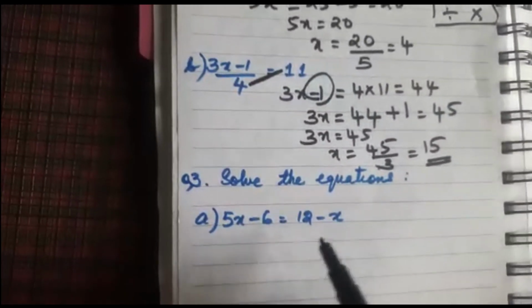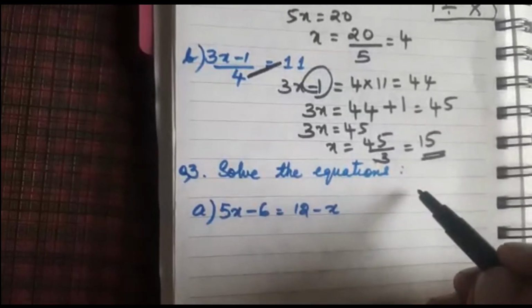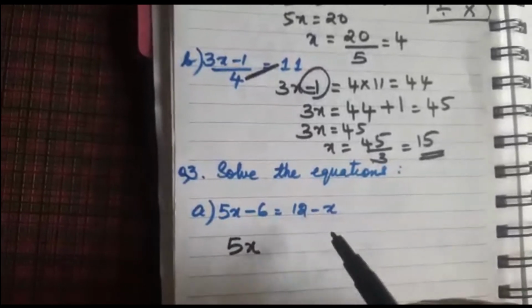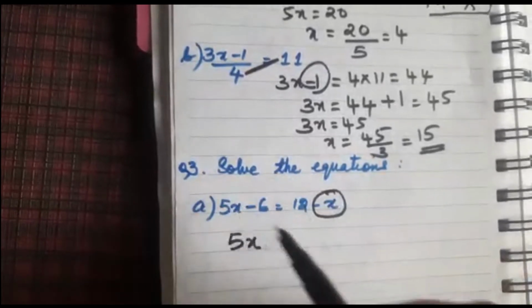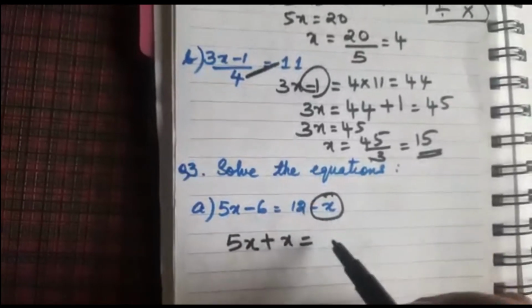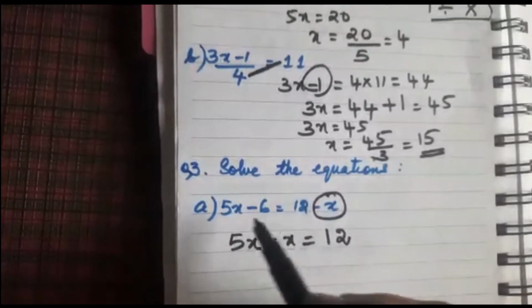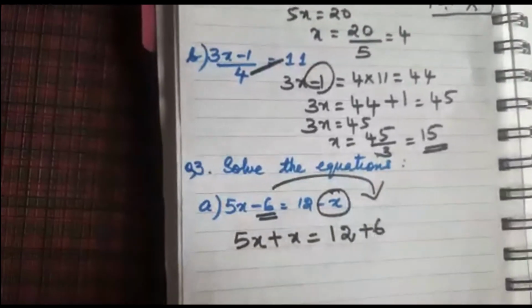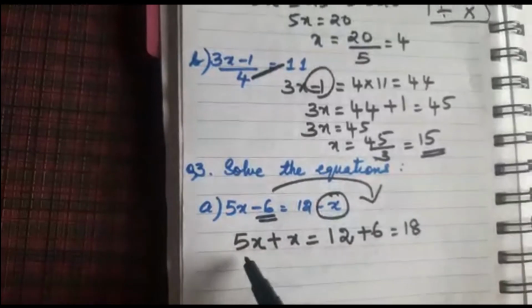Now here, you have variables on one side and numbers on the other side. So same here, 5x, this minus x comes to this side, meaning plus x. That's equal to what? First, what is there on the right hand side, that you will write, that is 12. Now minus 6 will come to this side, so it is plus 6. So that is 18.